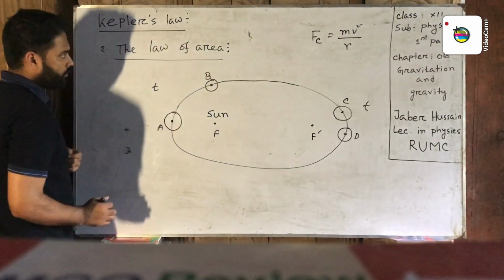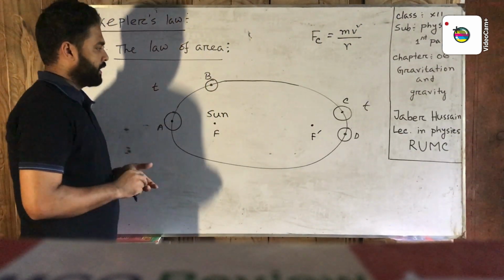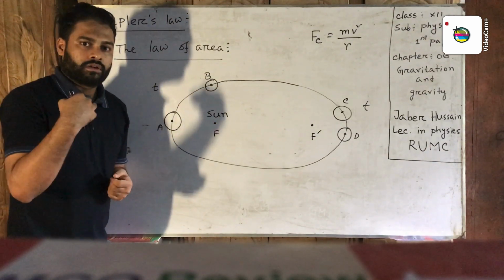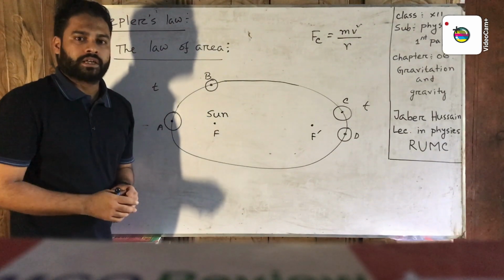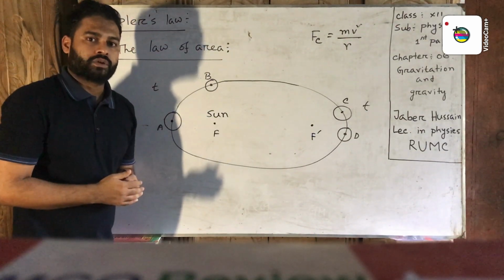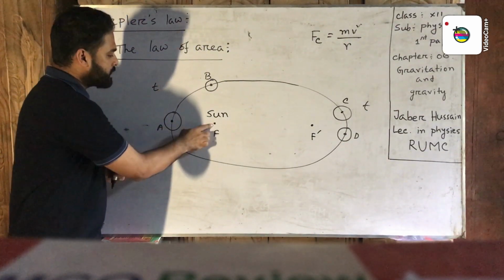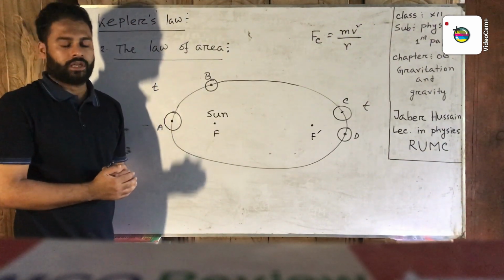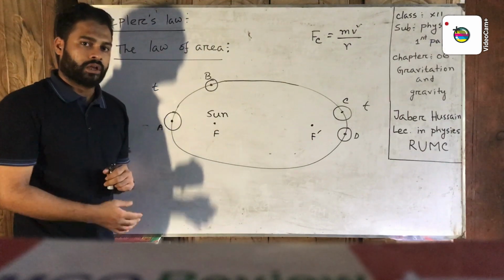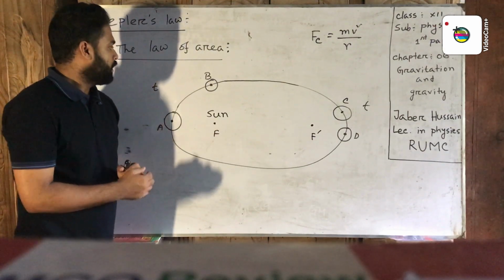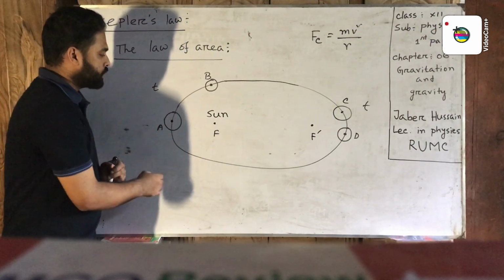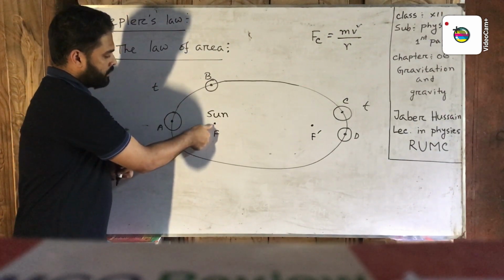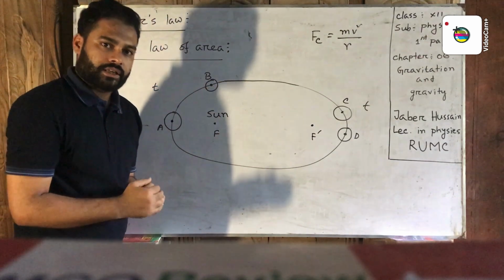Now, according to the law of area, the area covered by the joining line between planet and sun in equal time is equal. The covered area by the joining line between planet and sun in equal time is equal.